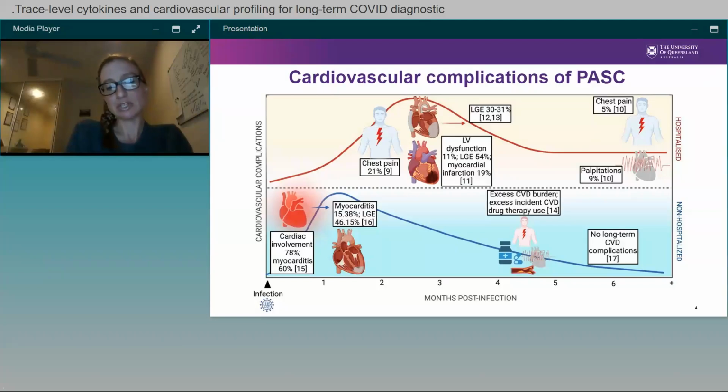And in fact, the literature since we made this slide has absolutely exploded. But what you can see is that, say, individuals who are hospitalized with long COVID, 6 months later, about 5% will experience chest pain, while about 9% will experience palpitations. These cardiovascular symptoms are probably less pronounced in individuals who had a more mild acute COVID-19, but still we see things like excess cardiovascular disease burden up to 5 months post-infection.